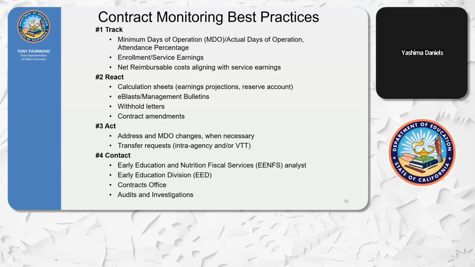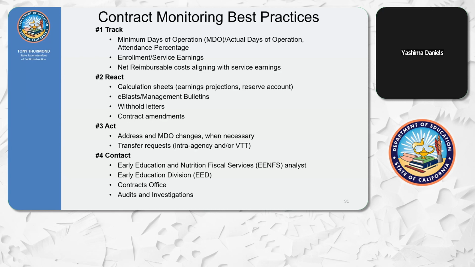Agencies should be tracking their MDO, looking at their program calendar to verify it for accuracy. Also, ensure that the CD 9400 with the attendance information is reconciling with what is being reported on the enrollment, attendance and fiscal reports. Also, agencies should be tracking their service earnings and net reimbursable costs, even though we are in a hold harmless year and reimbursement is the lesser of the MRA and net reimbursable costs. Aligning your costs with your service earnings is still really important. As we know, hold harmless is not going to continue forever.